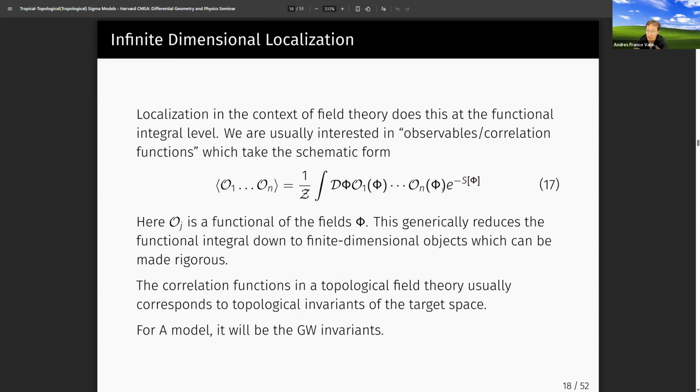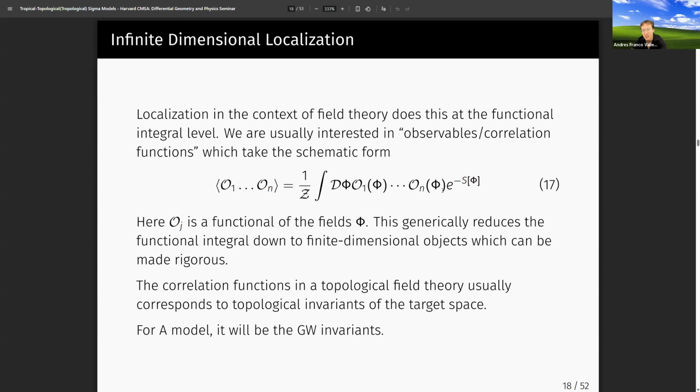take a schematic functional integral where we're integrating over some particular prescribed space of fields, and then we deform it, no longer by an equivariant differential exact form, but by a BRST exact term. Then we look at the fixed points of the BRST and try to reduce it down to something in finite dimensions that we can actually make rigorous.